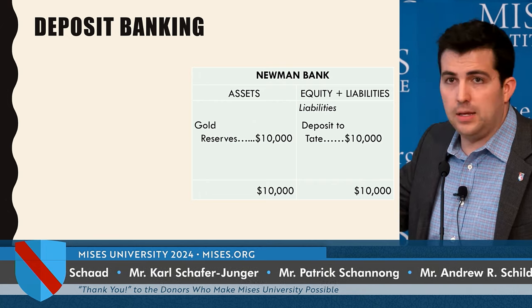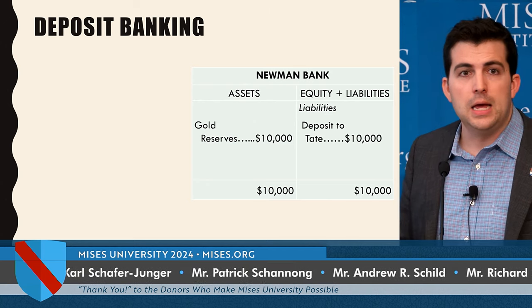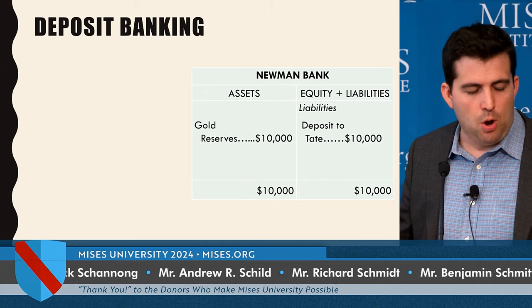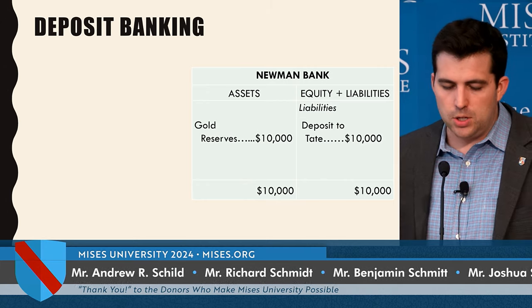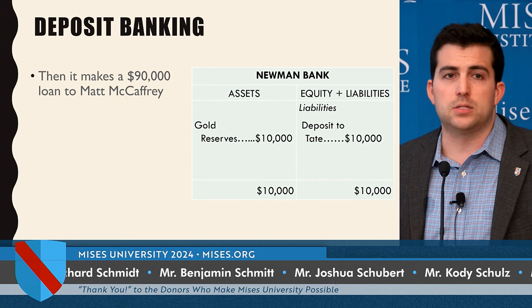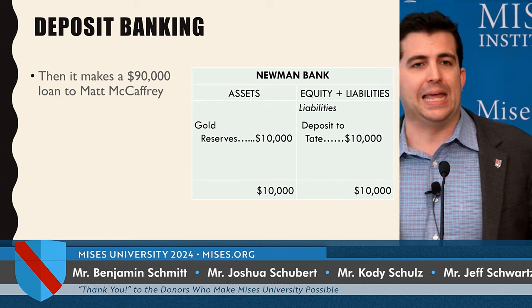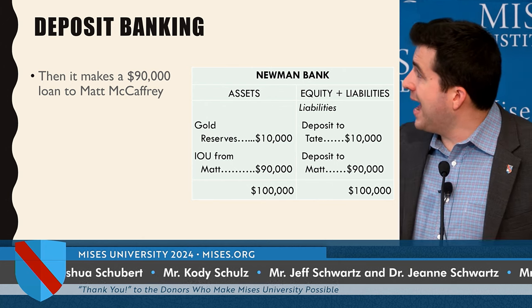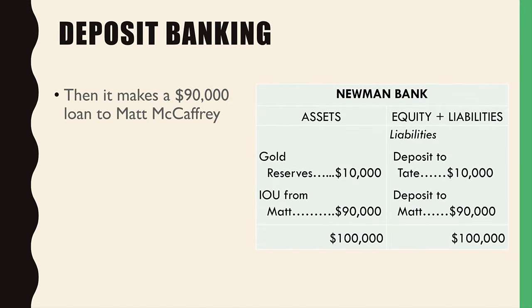I have to incur the costs of storing the money. I might also have to pay my employees and so on. So how am I going to make money from this? Well, let's say I'm going to make a $90,000 loan to Matt McCaffrey. And I'm going to make this loan by just opening up another deposit account for Matt. On the asset side, because I'm lending money, I have an IOU, because Matt has to pay me back $90,000 plus interest in the future. On the liability side, I have a deposit to Matt, because Matt can then take that money and spend it somewhere. He could redeem it for gold if he so chooses.